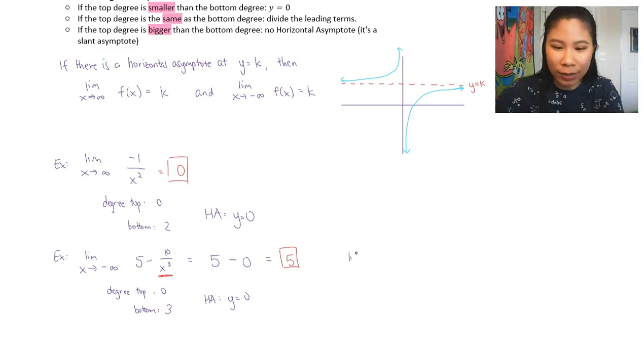Another way to think about this is kind of like splitting this up into two separate limits. If I were to find the limit as x approaches negative infinity of 5 minus the limit as x approaches negative infinity of 10 over x cubed, then the 10 over x cubed part would give me 0, this part would give me 5, and that's really all we're doing. So whenever you see multiple parts to your equation, you can just split it up like that.